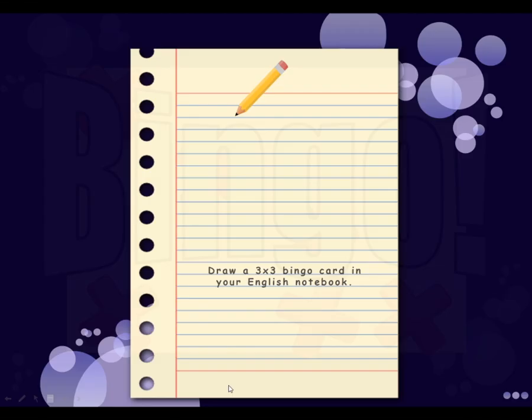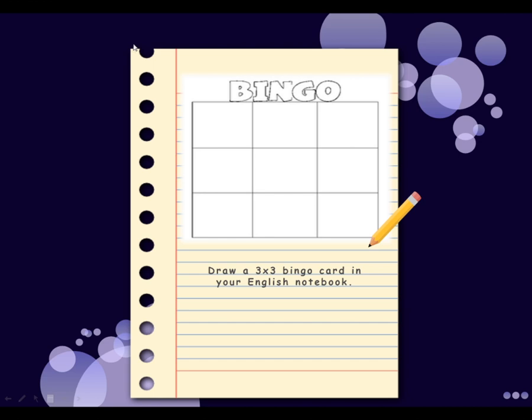Classic song. So your first mission is to get your English notebook or some paper and draw a 3x3 bingo card, just like this. Three boxes. 맞아요. 여러분 지금 이 화면에 보이는 것처럼 여러분이 가지고 있는 영어 공책이나 아니면 가지고 있는 빈 종이에다가 3 곱하기 3, 9칸 빙고 카드를 먼저 그려주세요.